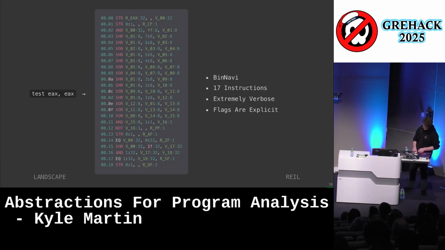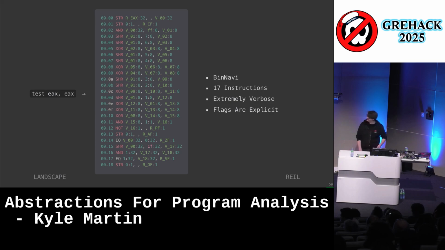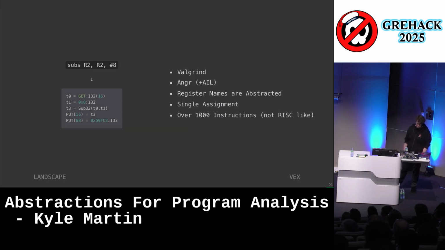And then we have REIL as well. This is an example of a very reduced instruction set. We have a simple instruction which turns into 19 instructions there. Again, probably easy to write a program analysis script for, because you only have 17 cases you need to handle. But you're going to need to be processing a lot of nodes. So you sacrifice ease of development for, I suppose, compute time.